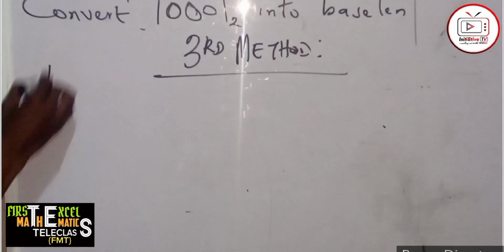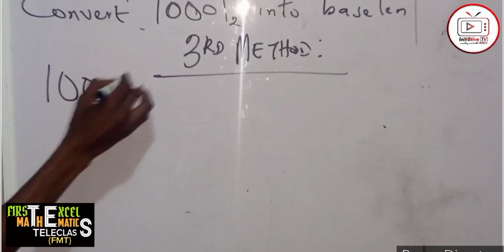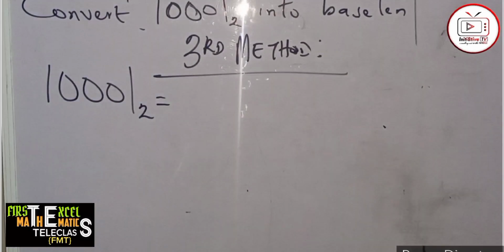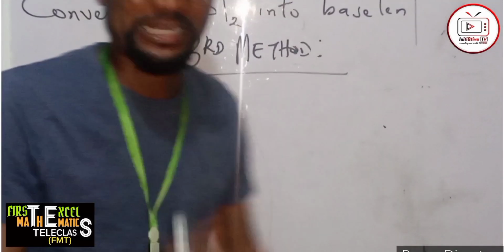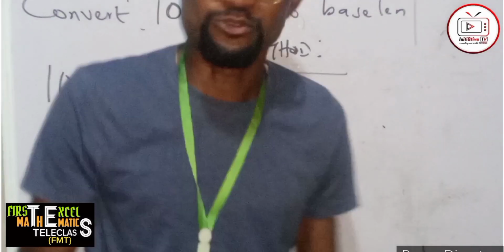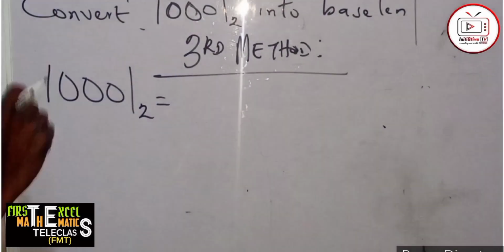Alright, the question is 1, 0, 0, 0, 1 base 2. This is the third method. I call it the shortcut. What will you do? Alright, let's make it faster. Let's see, before I write anything on the board, faster, 1 times 2. You're not responding. You need to respond. Anything I ask you, you need to tell me the answer. Okay, let's go.